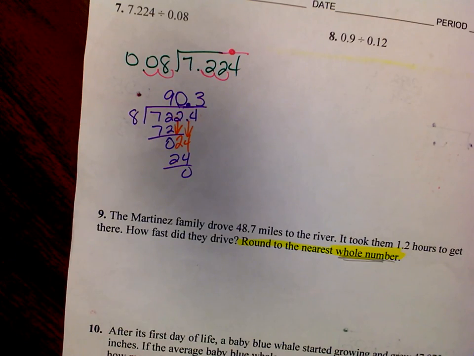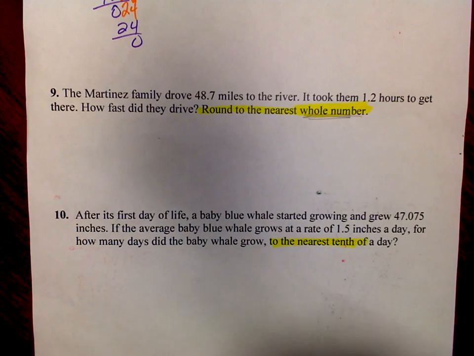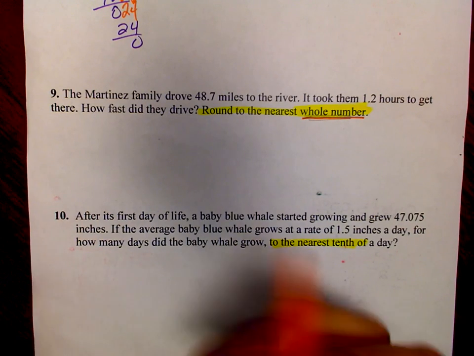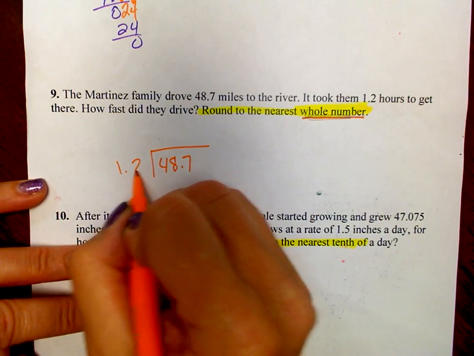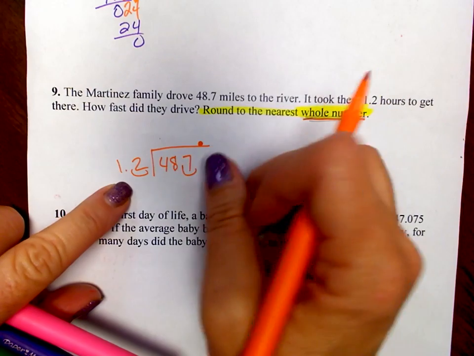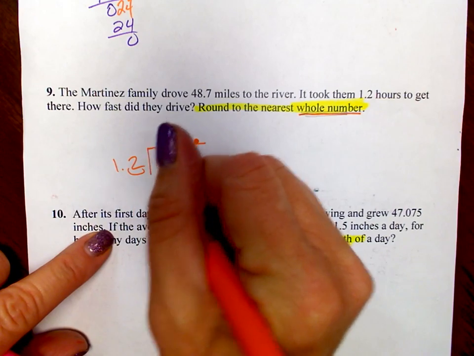Okay, let's look at number 9. And make sure you understand it is to the nearest whole number. The Martinez family drove 48.7 miles to the river. It took them 1.2 hours to get there. How fast did they drive, rounded to the nearest whole number? So we have 48.7 divided by 1.2. First thing you're going to do is move the decimal over. So 12 can go into 48 4 times, and that's 48.